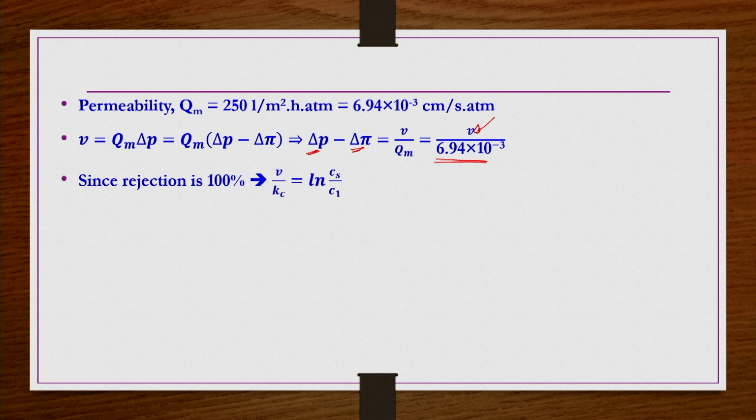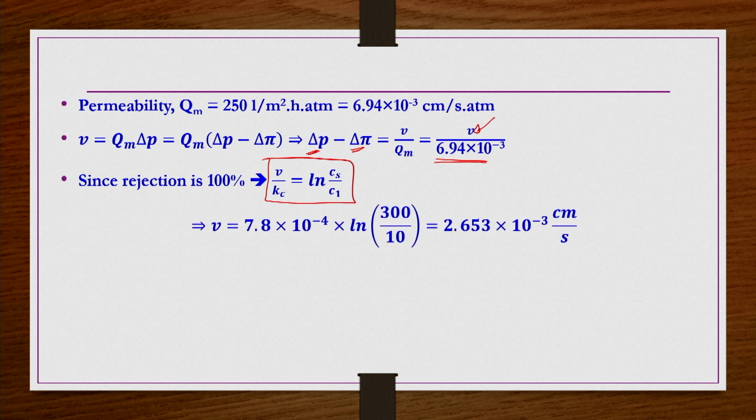Okay. But for 100% rejection case, we know that V is equal to Kc ln Cs by C1. So, we do not need to find out V from the other equation, we can find out from here, because it is given in the problem statement for 100% rejection conditions. So, from here V you will get Kc, that is 7.8 into 10 power minus 4 centimeter per second, ln Cs is 300 gram per liter, C1 is 100 gram per liter given in the problem. Then you will have 2.653 into 10 power minus 3 centimeter per second as the permeate flux. So, permeate flux is known.